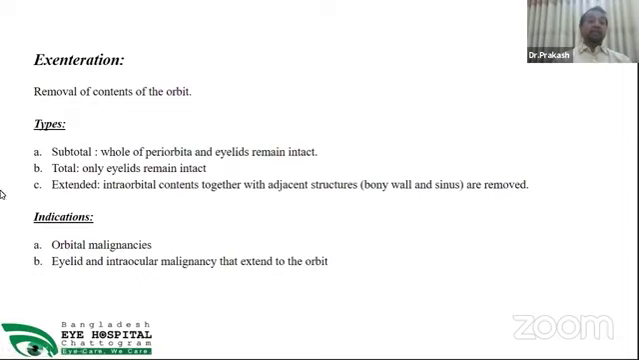And exenteration is removal of the contents of the orbit. Everything in the orbit: the eyeball, extraocular muscles, orbital fat, and the periosteal coverings of the orbit, eyelid, everything. This is a very drastic operation. So when will you do it? When there is an orbital malignancy. Suppose there is a tumor that has extended into the orbit, or there is a mesenchymal tumor, suppose rhabdomyosarcoma, any orbital malignancy, you have to remove the whole orbit, and eyelid, and intraocular malignancy that extends to the orbit. So this is about exenteration.